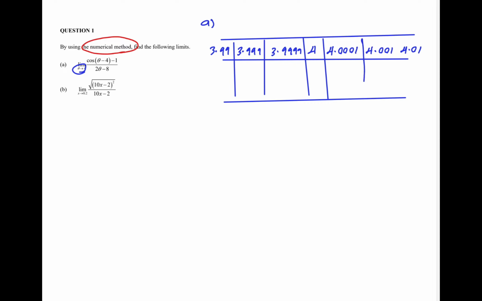Then these values that we choose from the left and from the right, we can substitute in the equation cos(theta minus 4) minus 1 divided by 2 theta minus 8. Make sure when you use your calculator it must be in radians, because this value is in radians. When we choose 3.99, we can get 0.0025. When we choose 3.999, we can get 0.00025, and then the last one we can get 0.00025.